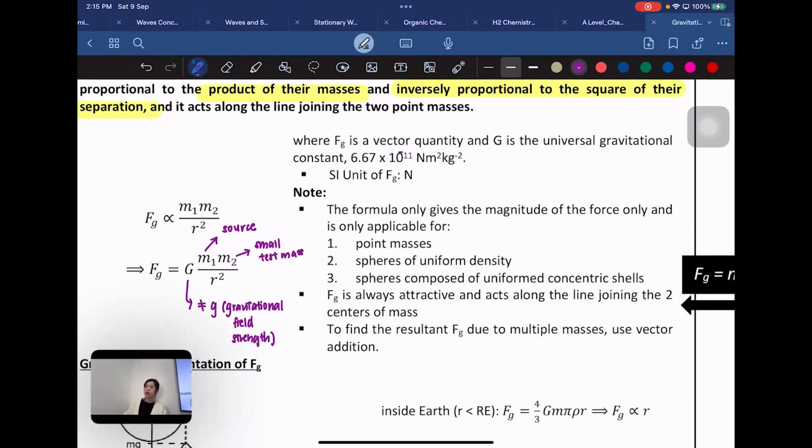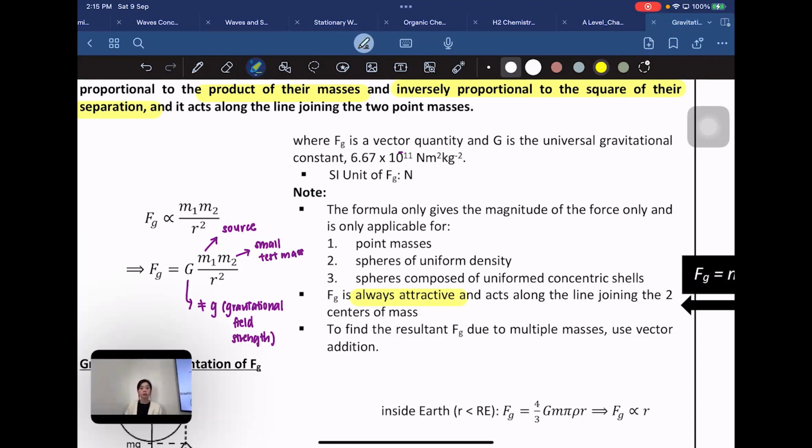So being a vector quantity, what does that mean? That means your gravitational force is actually a directional force. That means it has direction. So what is the direction of a gravitational force? It will always be what we call an attractive force, meaning to say, it will always point towards the center of a celestial body. That's the direction of the gravitational force.